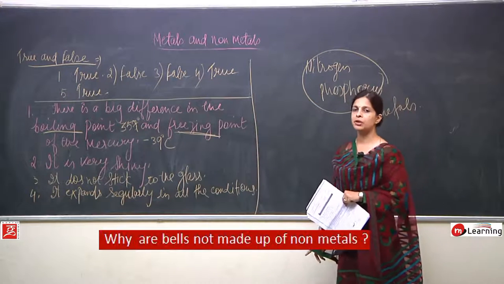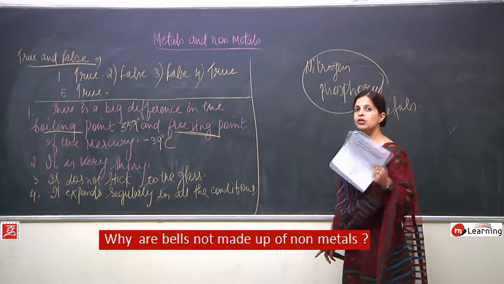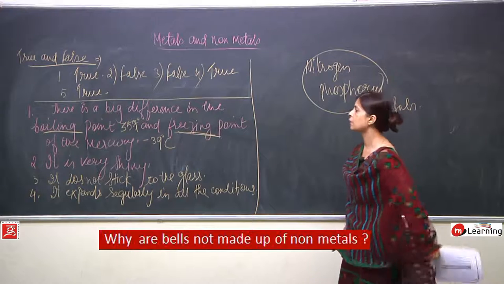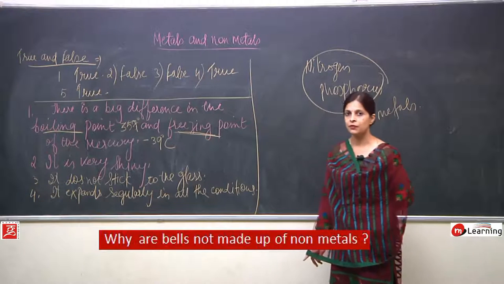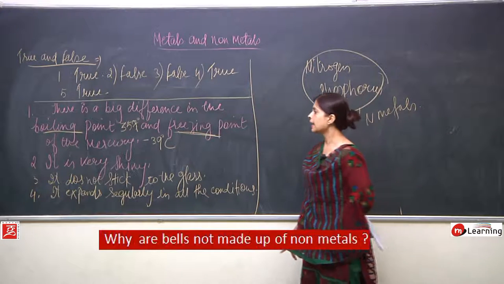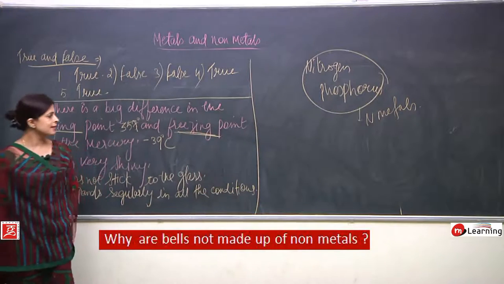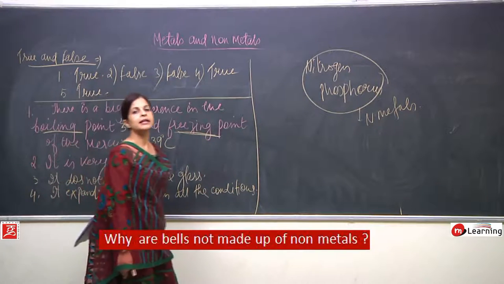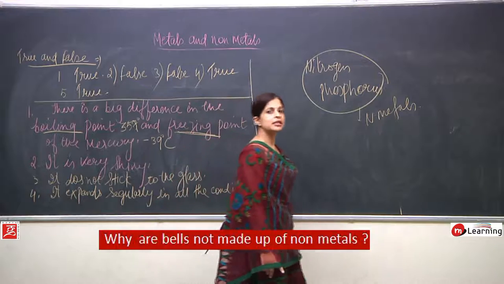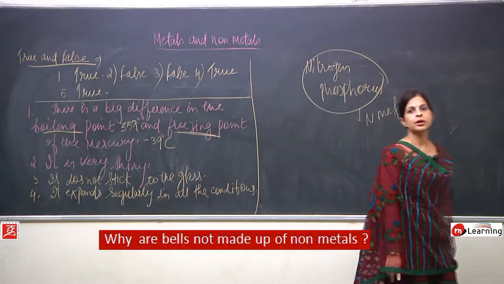Why mercury can be used in the thermometer: because there is a big difference in the freezing and boiling point. Boiling point is 357 degrees Celsius and the freezing point is minus 39 degrees Celsius, and it is shiny, it does not stick to the glass, it expands in each and every condition.